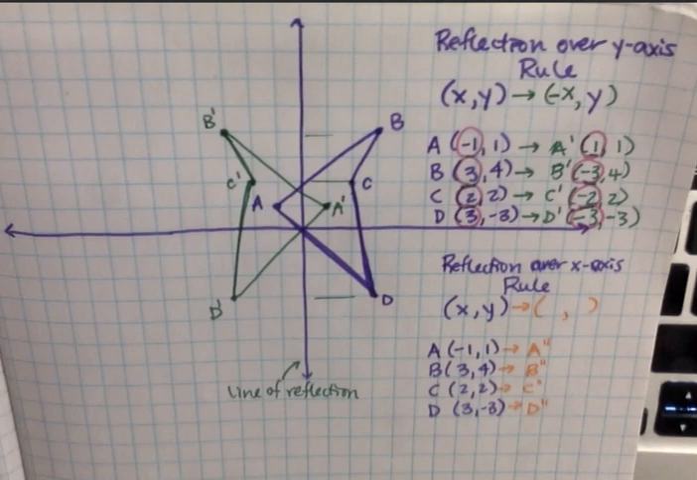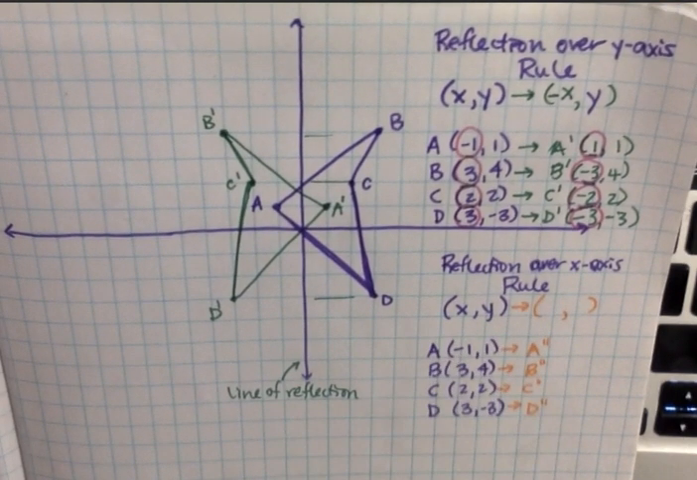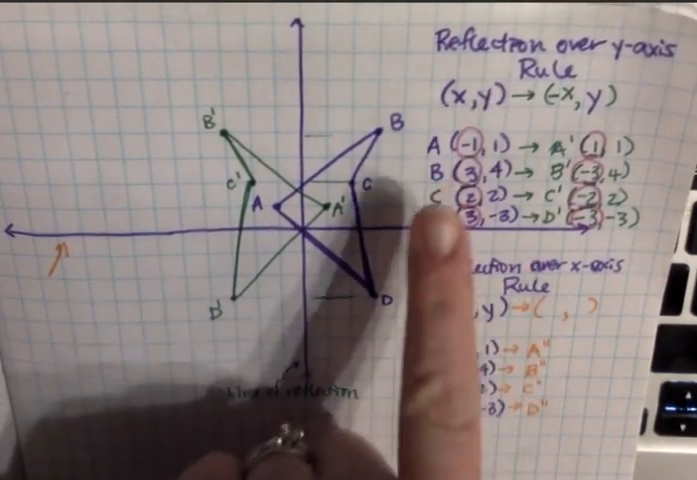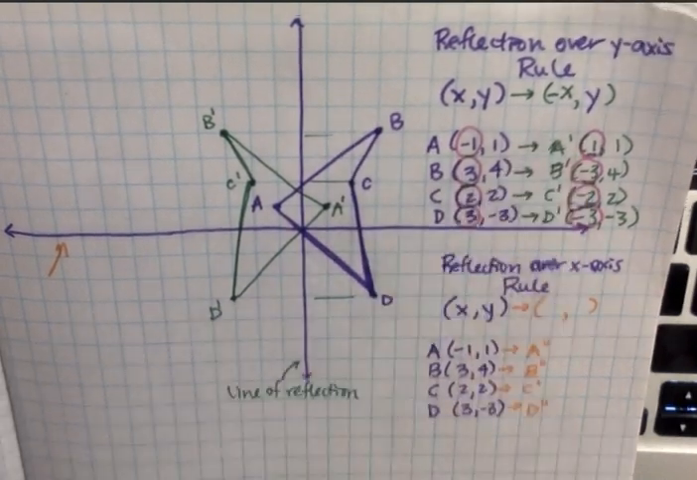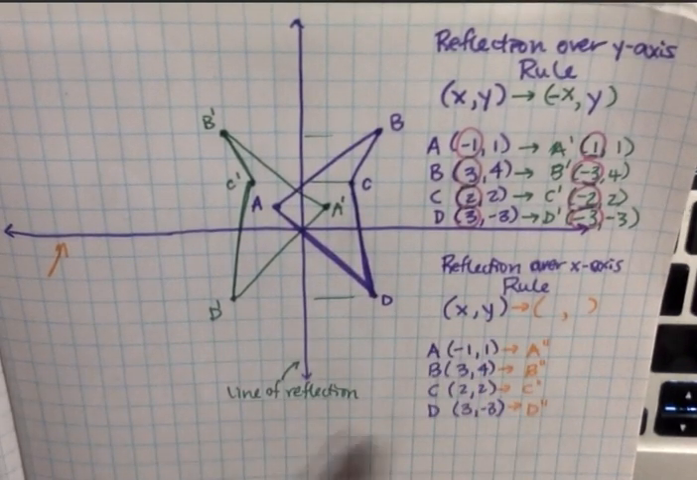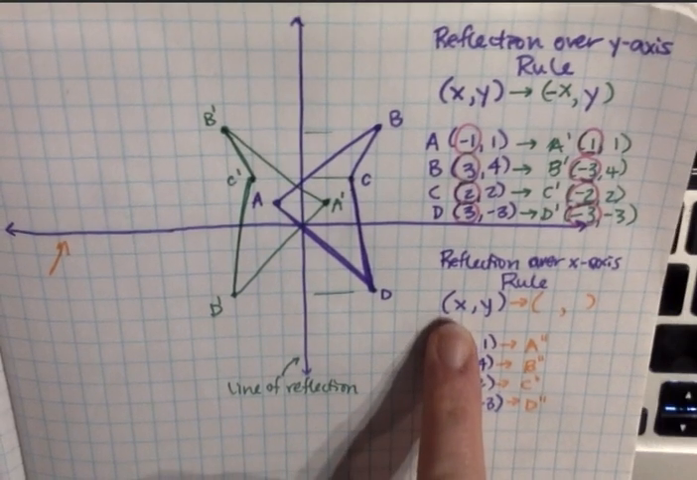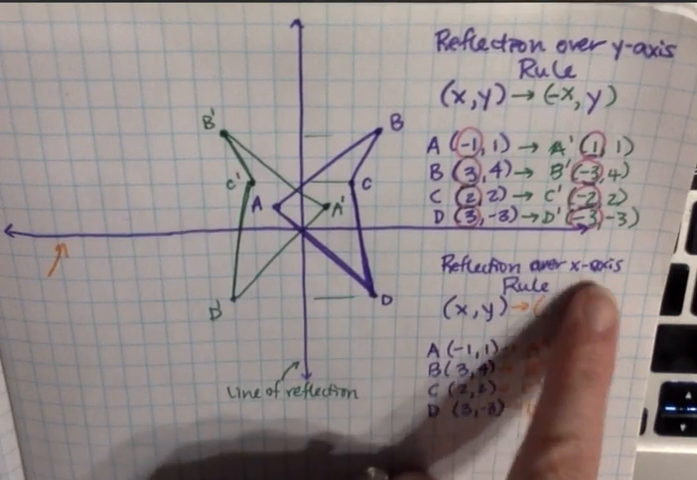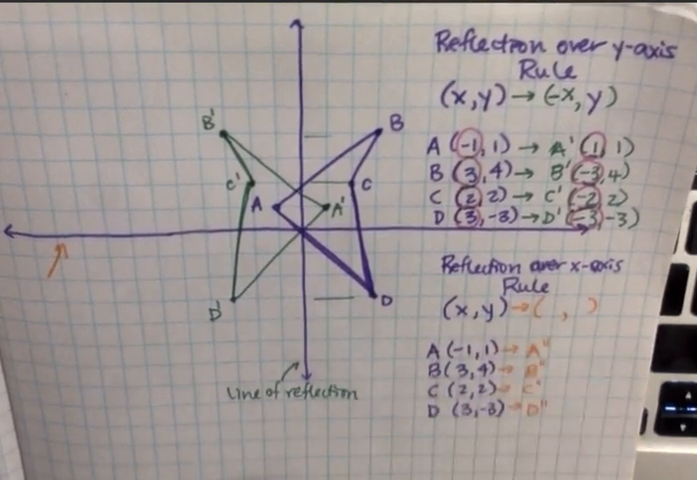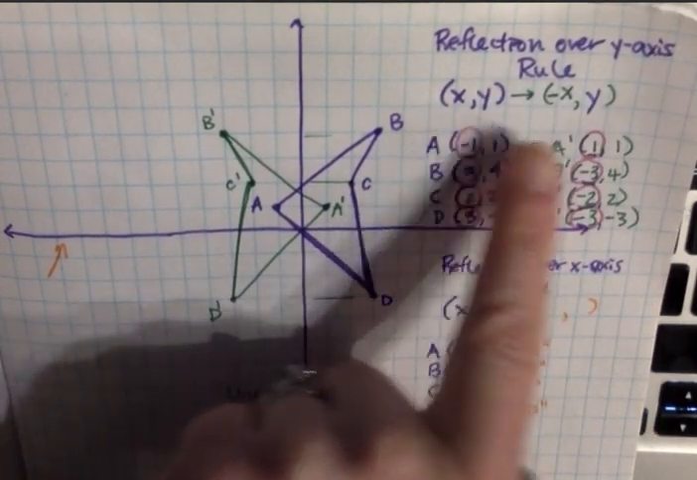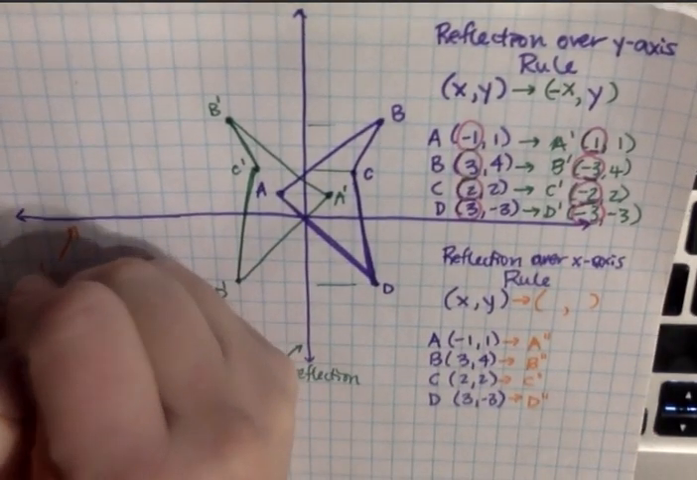Based on that concept, we're now going to do a reflection over the x-axis. If we follow this rule, with the y-axis the x value changed to the opposite. Now I predict that reflection over the x-axis is going to cause the y value to change, whereas reflection over the y-axis made the x value change. So let's see if that holds true.